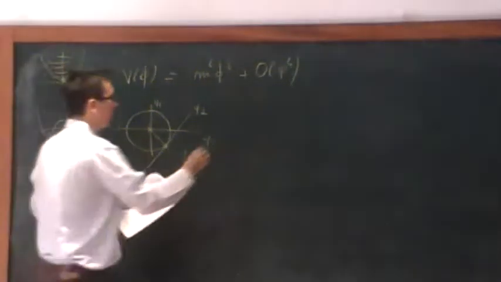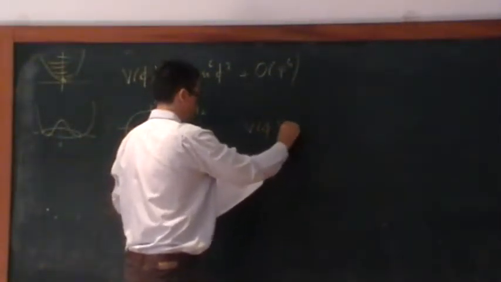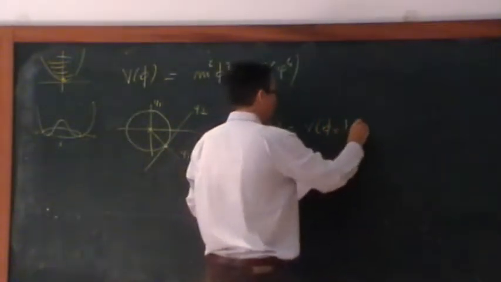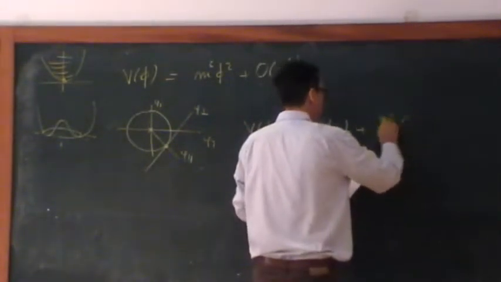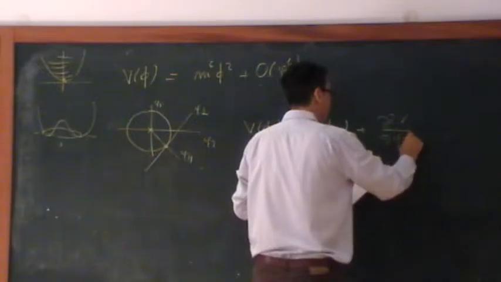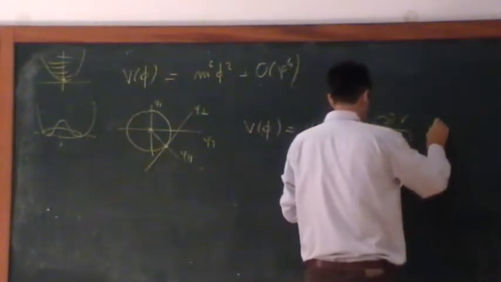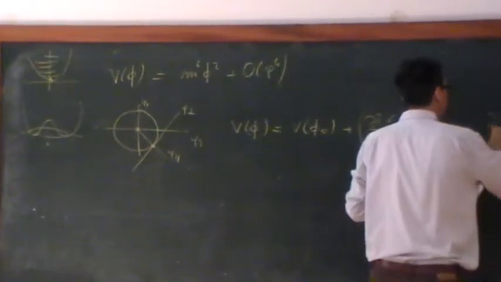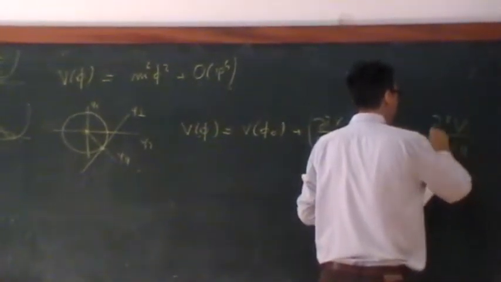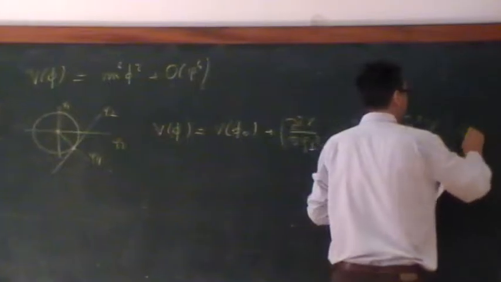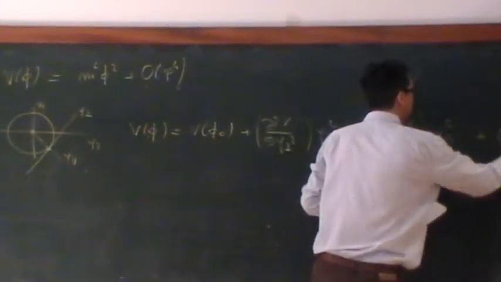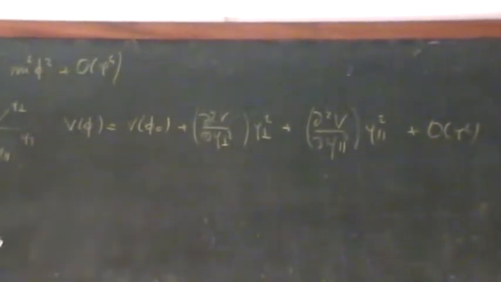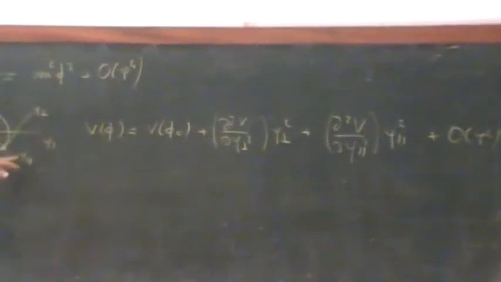Okay, so now your V of phi will be V of phi naught, plus the second derivative of V with respect to phi orthogonal times phi orthogonal squared, plus the second derivative of V with respect to phi parallel times phi parallel squared, plus order phi to the fourth. Okay? So this is the expansion of your potential around this point.